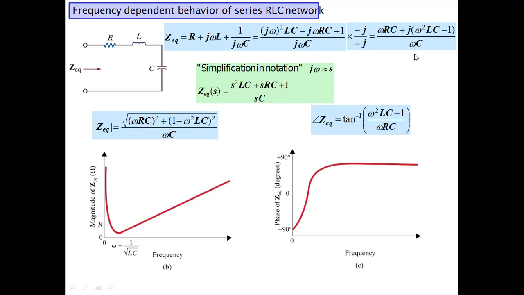In the denominator, if you are multiplying the numerator whole by j, you are supposed to multiply the denominator also by j. So you will get j omega C. j omega you can write as s, C as it is. So you will get here s into C.